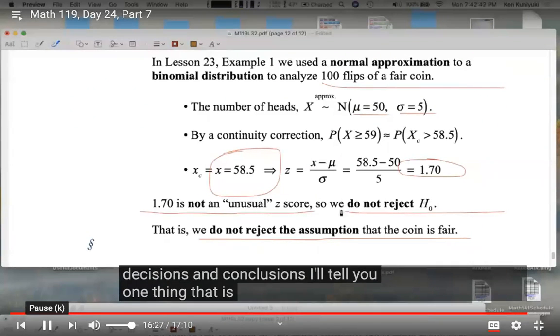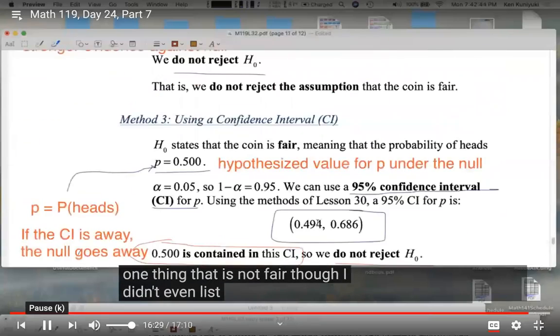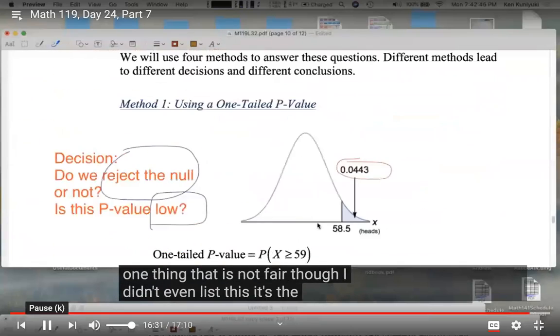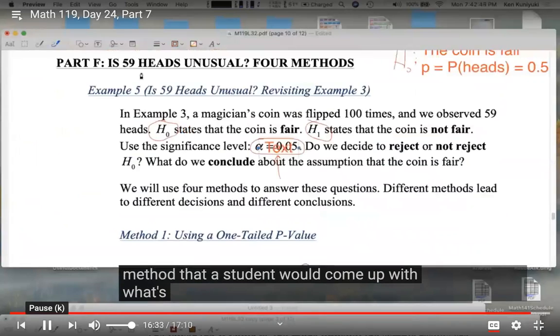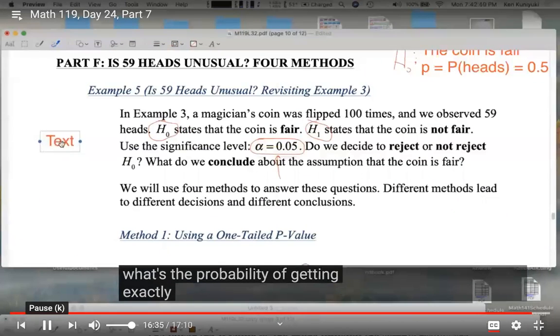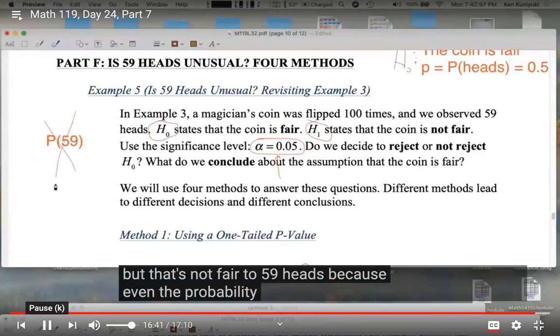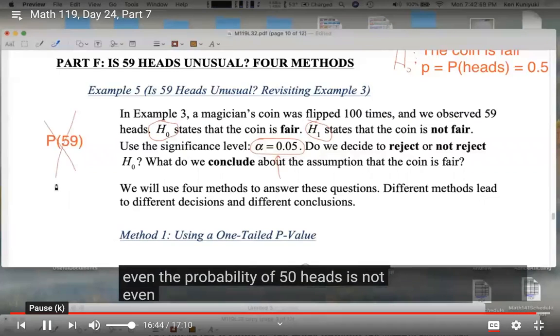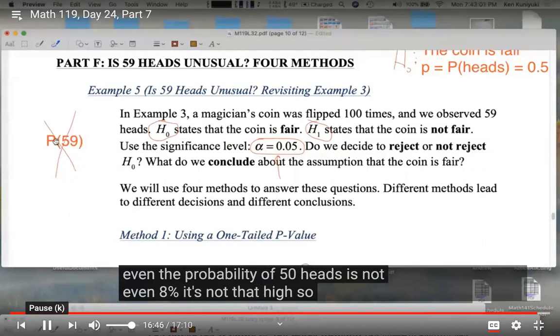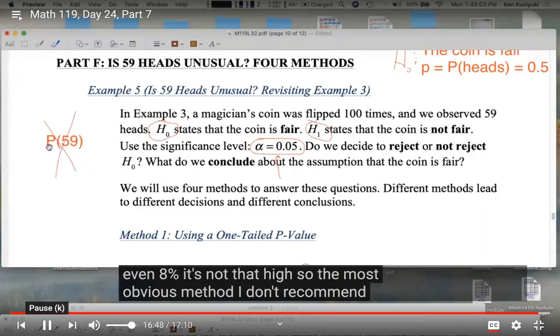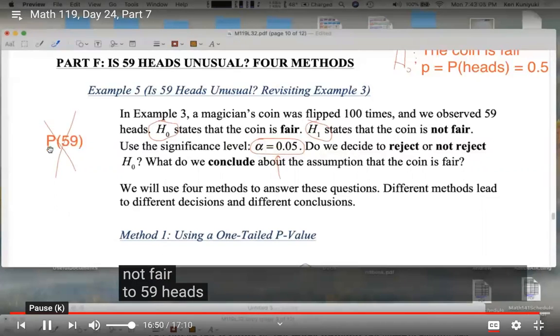I'll tell you one thing that is not fair, though. I didn't even list this. It's the first method that a student would come up with. What's the probability of getting exactly 59 heads? But that's not fair to 59 heads, because even the probability of 50 heads is not even 8%. It's not that high. So the most obvious method, I don't recommend. It's not fair to 59 heads.